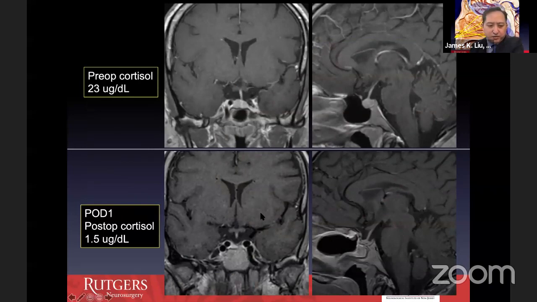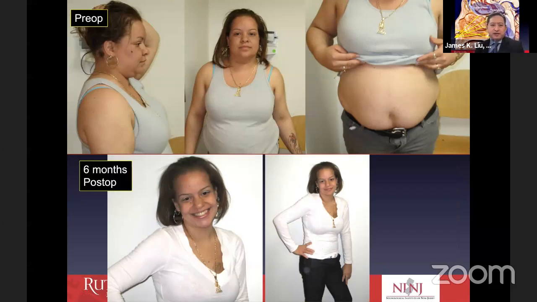And what you want to look for postoperatively is a postoperative day one growth hormone, I'm sorry, cortisol level of less than 2 to 3. And in this case, it was 1.5. And this is very promising and optimistic for a potential biochemical cure. Of course, you have to follow these patients long-term. You can have late recurrences.